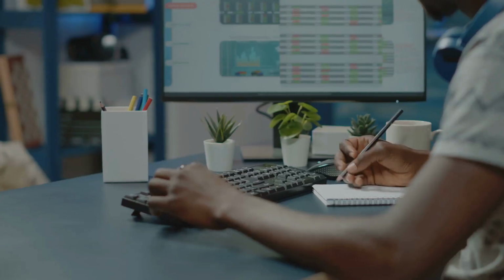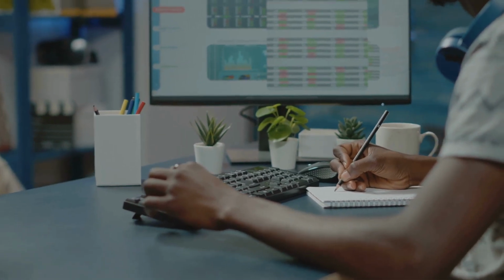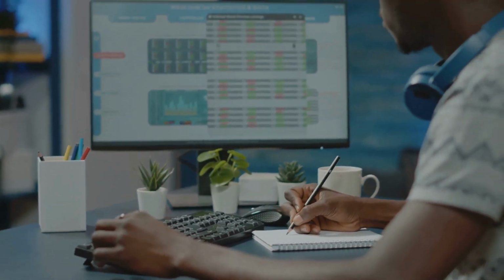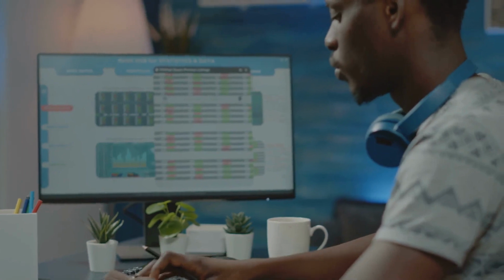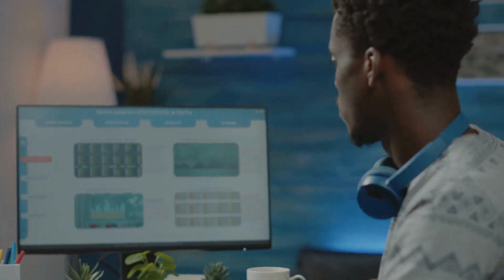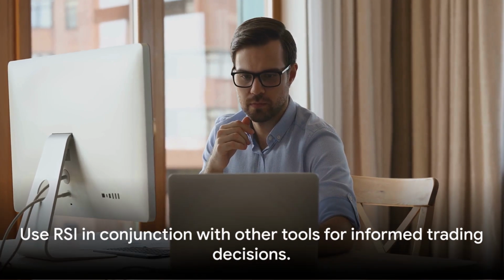One of the ways traders use the RSI is by looking for divergence between the indicator and the price action. If the price is making higher highs, but the RSI is making lower highs, this could be a bearish divergence, indicating a potential price reversal to the downside. Similarly, if the price is making lower lows, but the RSI is making higher lows, this could be a bullish divergence, signaling a possible price rebound.